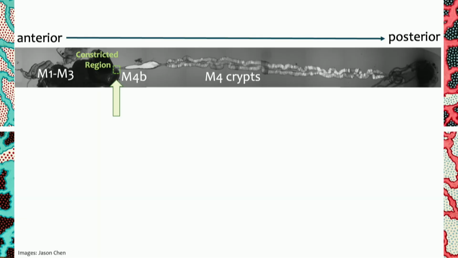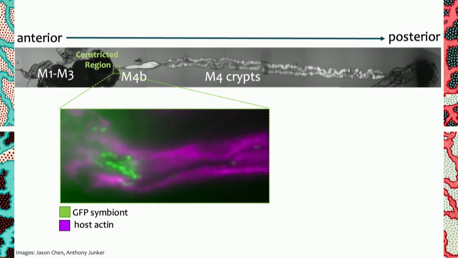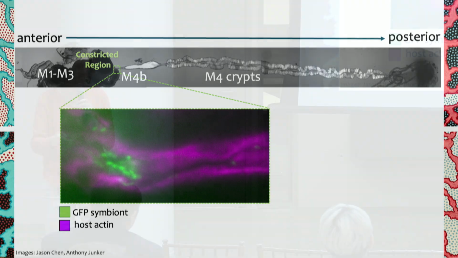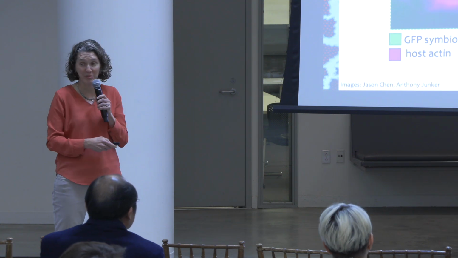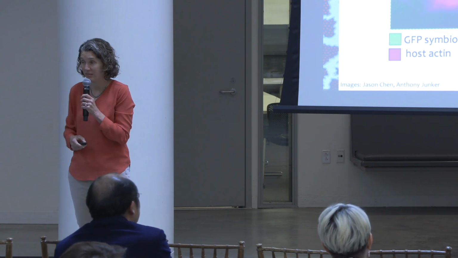So we're going to start at the top of the M4. So the M4 has all those crypts, and then there's this bulb at the top. And right here between the other midgut sections and the M4B is this constricted region. So once the symbionts come in, it's like the race begins. This is the beginning of the Boston Marathon. They are ready to go. And some of them are starting to move up this channel.